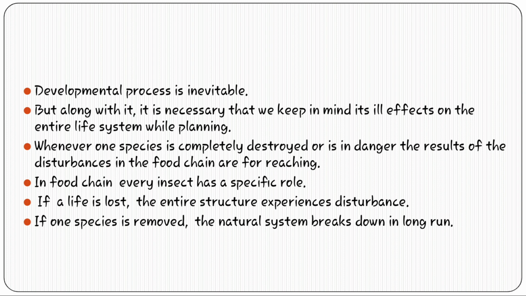Whenever one species is completely destroyed or in danger, the results of the disturbance in the food chain are far reaching. In our science class we studied about the food chain. So, if a single small one is destroyed or removed from the food chain, the total balance will be destroyed, the total balance will be gone.